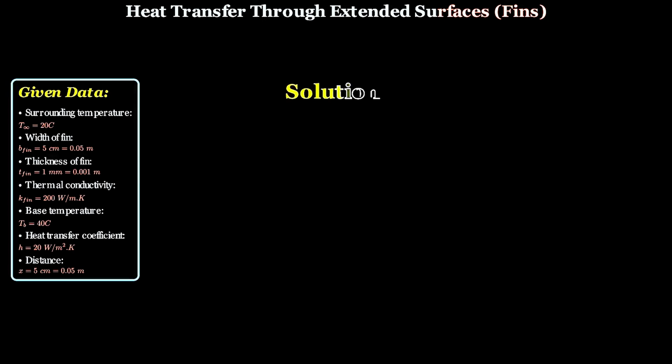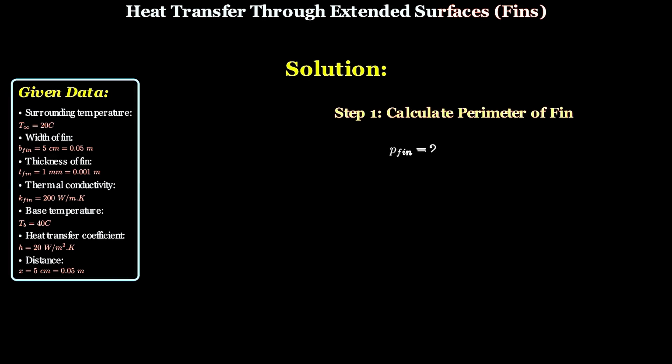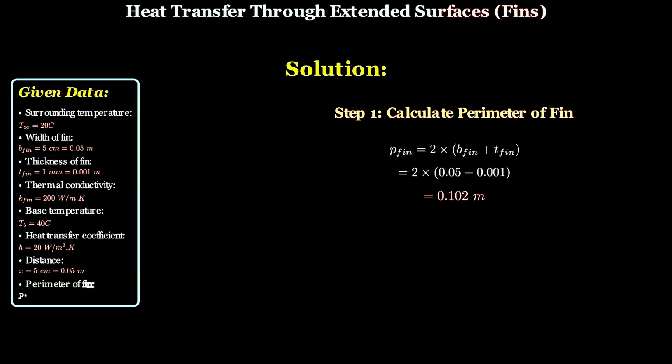Let's solve this problem step by step. Step 1. Calculate the perimeter of the fin. The perimeter of a rectangular fin is given by 2 times the sum of width plus thickness. Substituting our values, 2 times (0.05 plus 0.001). This equals 0.102 meters. We'll add this calculated value to our data. The perimeter of the fin is 0.102 meters.